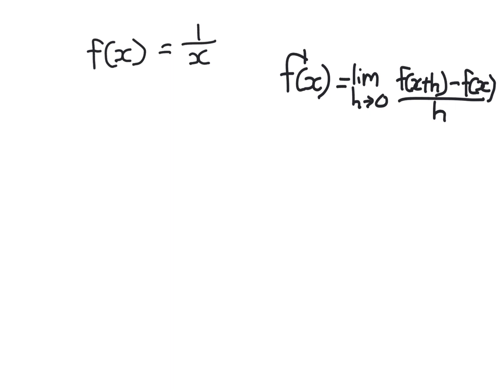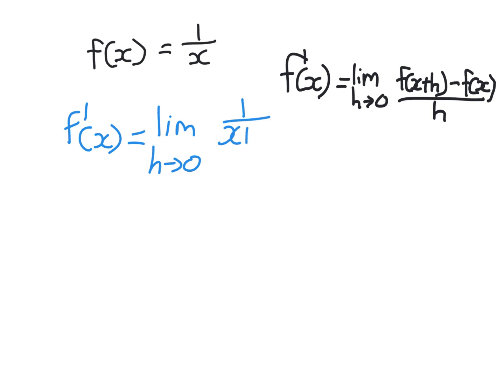So let's differentiate f(x) = 1/x using this formula. To find the derivative, it's always going to be the limit as h approaches 0. So f(x+h) means you take your function 1/x, and everywhere you see an x, replace it with x+h. Then minus f(x), all divided by h.